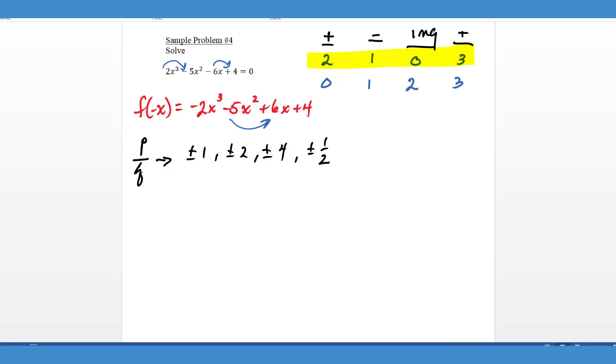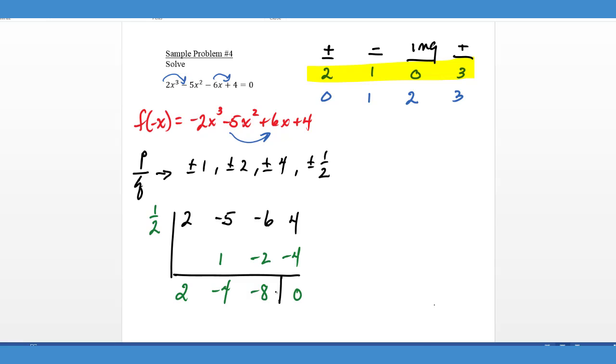irrational root. So it's hard to guesstimate, but it looks like 1/2 is the best zero we have, because we know that's not going to be 1, 2, or 4 because our graph doesn't give us a perfect integer anywhere. So I'm going to go ahead and set up synthetic division for 1/2. And we can see that we end up with a 0, which is what we were looking for.